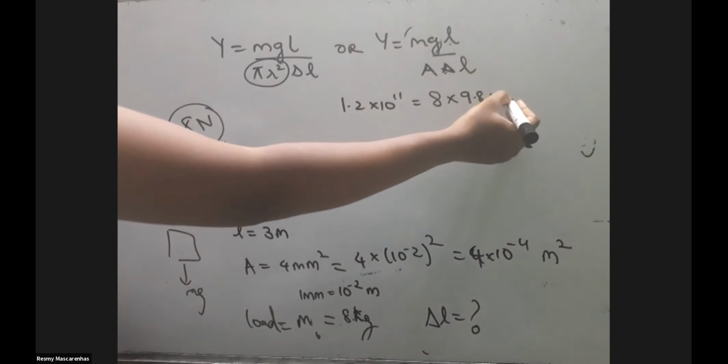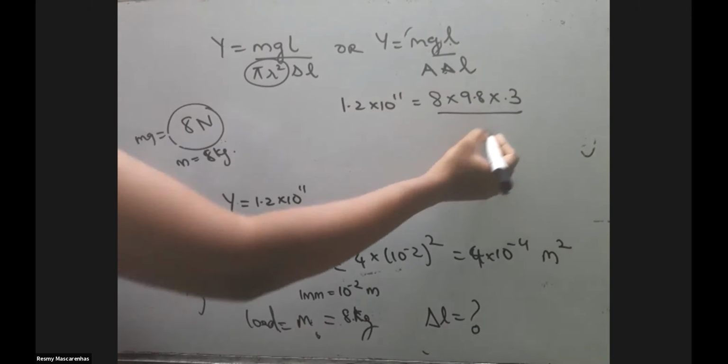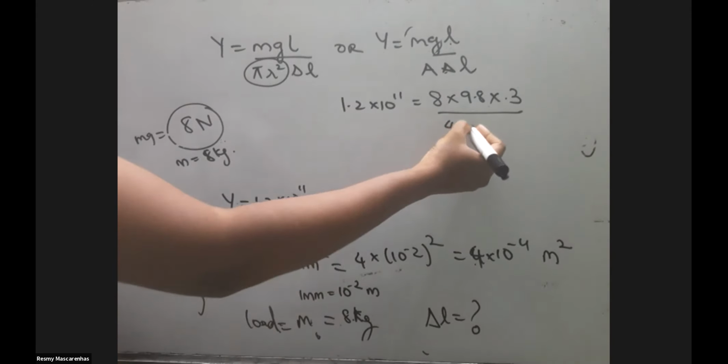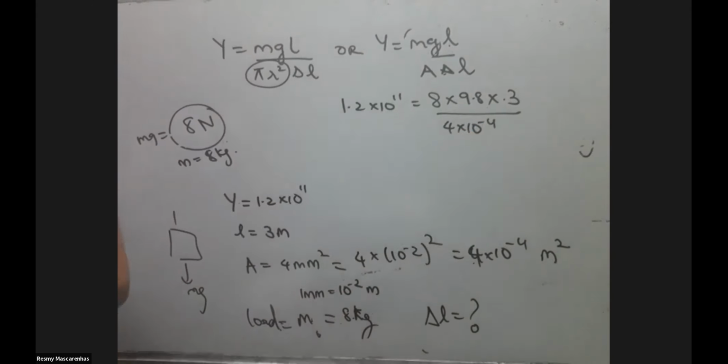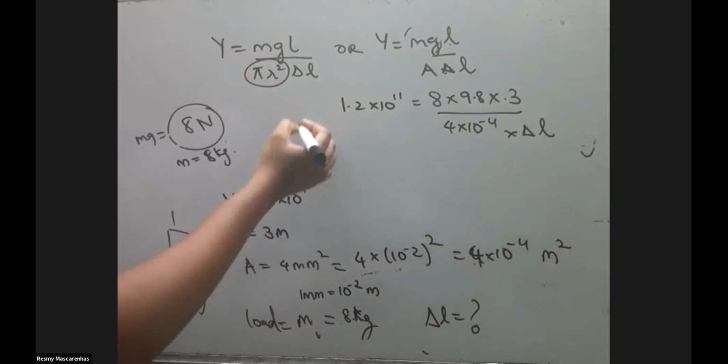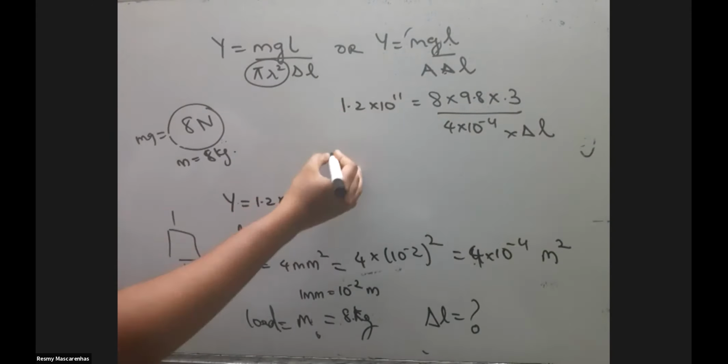This is length. Length is 3. Area will be here 4 into 10 raised to minus 4. Delta L we have to calculate. So delta L you take up.